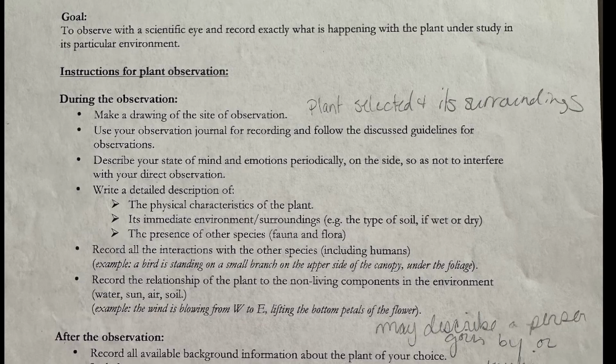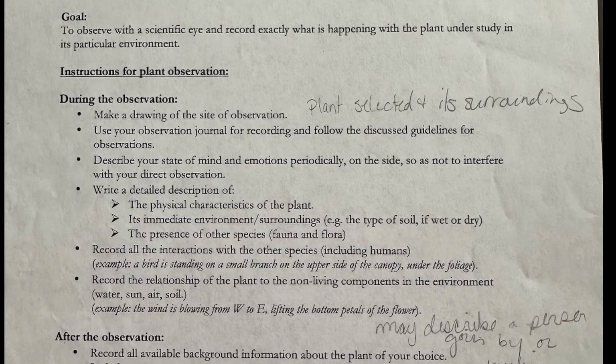with your direct observation. Write a detailed description of the physical characteristics of the plant, its immediate environment and surroundings, like the type of soil, if it's wet or dry, and then the presence of other species, fauna and flora. Record all the interactions with the other species, including humans. And an example of that would be if a bird is standing on a small branch on the upper side of the canopy under the foliage.